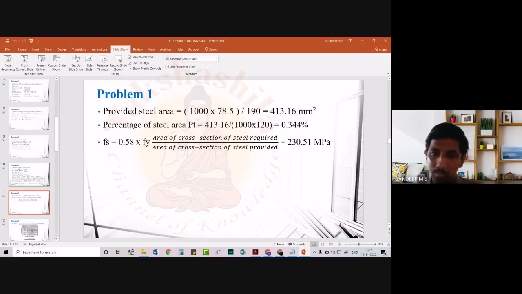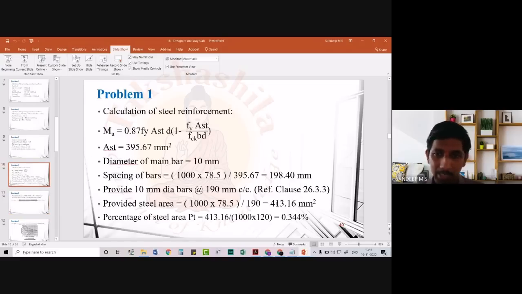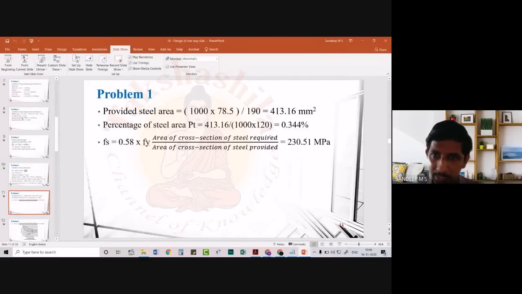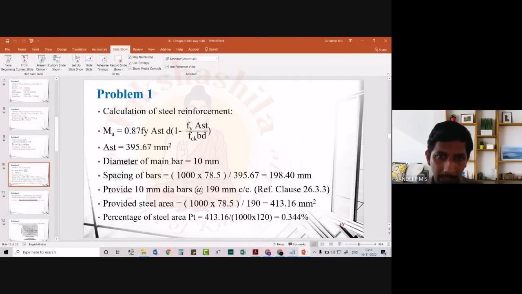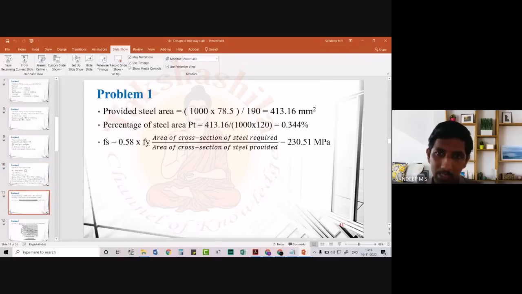So you know both these values. This is 395 and this is 413. So you just substitute that. Area of cross section of steel required is 395.67. Area of cross section of steel provided is 413.16. You just substitute these values. Then instead of Fy, you have to substitute 415 and 0.58. That will give you around 230.51 MPa. Okay, this is the value for Fs.